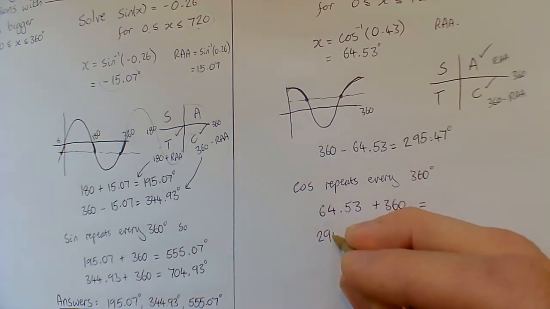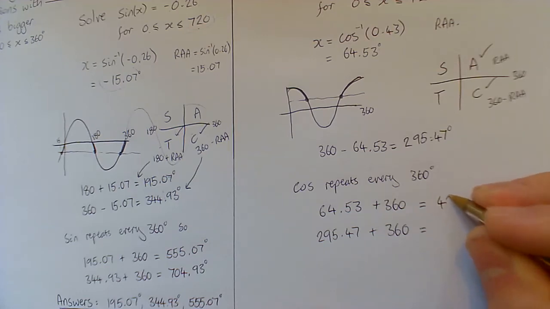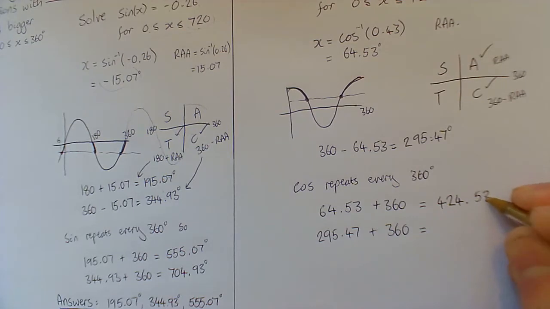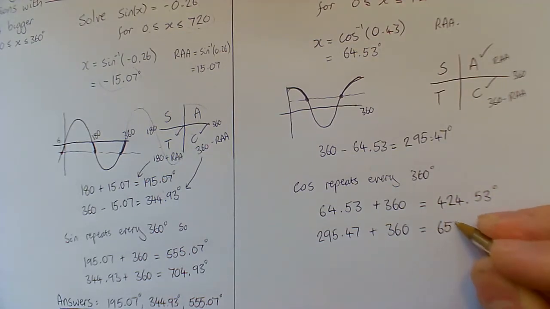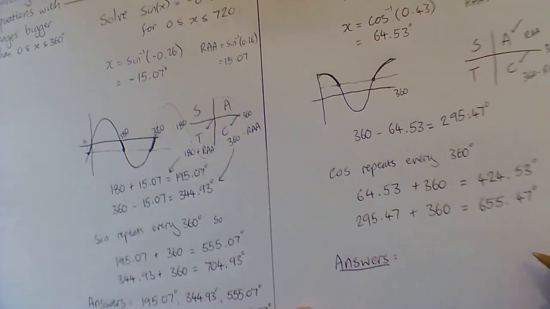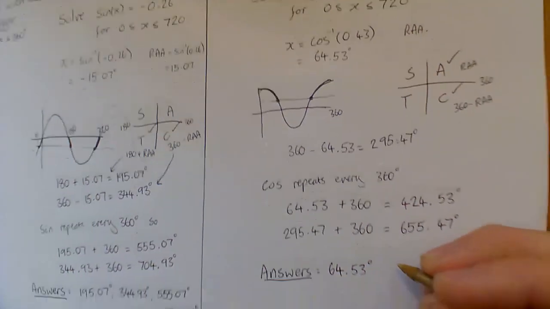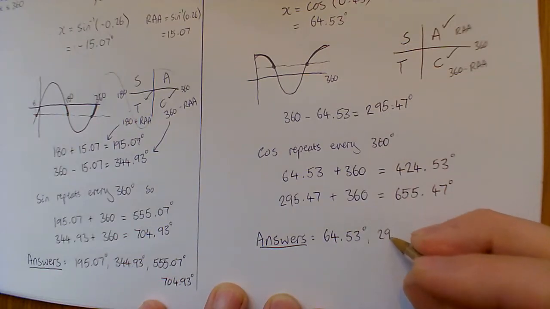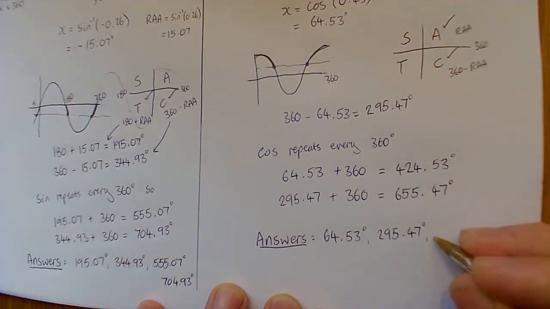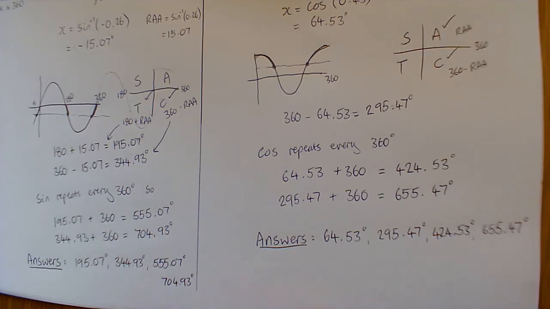Same thing with that one, 295.47, and we add on another 360 degrees. So this one here is going to give us 424.53 degrees, and this one here is going to give us 655.47 degrees. Let's list our answers just to keep everything clear and neat. So our answers here were 64.53, the next answer was 295.47, then we had 424.53, and finally we had 655.47. So that gives us our answers.